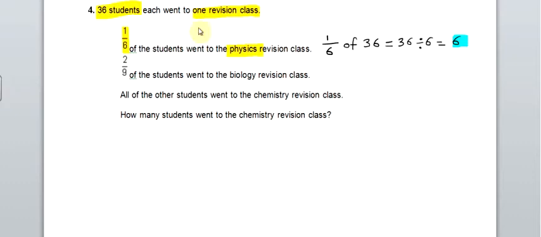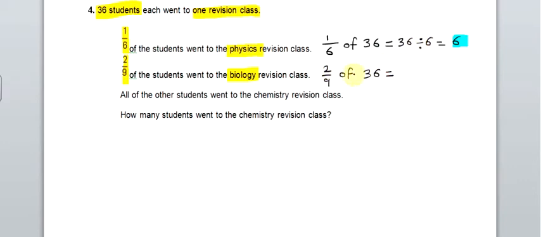Let me carry on reading now. 2/9 of the students went to biology. Okay, so the next obvious thing to do is to consider 2/9 of, now people get confused now, it's of the students and there was 36 students, so it's 2/9 of 36. It's very important that you do your fractions of the right number.